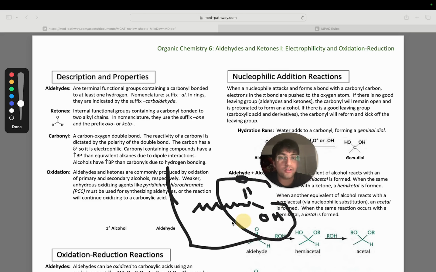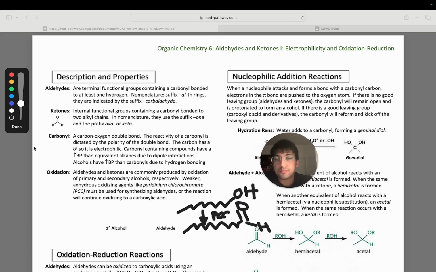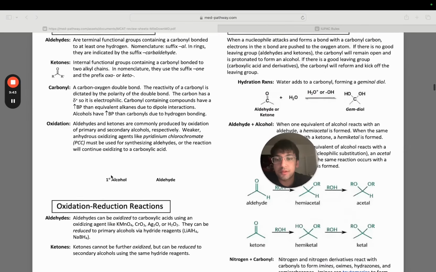So if we take a primary alcohol and we oxidize it with too strong of an agent, it's going to result in that. So we don't want a really strong agent. What we want is for this primary alcohol to end up as an aldehyde, a double bond to O and then H. The way we do that is using a weak oxidizing agent called PCC. Okay, so hopefully that makes sense.